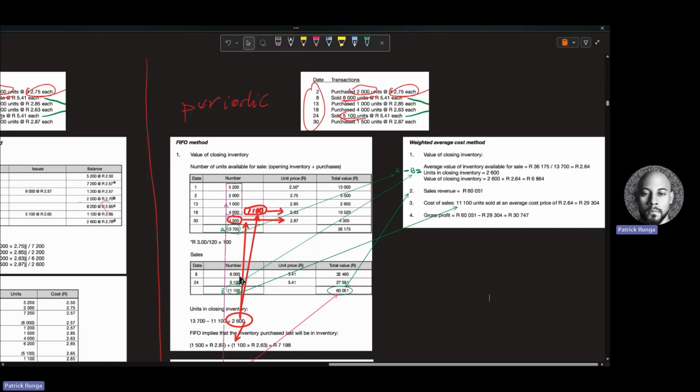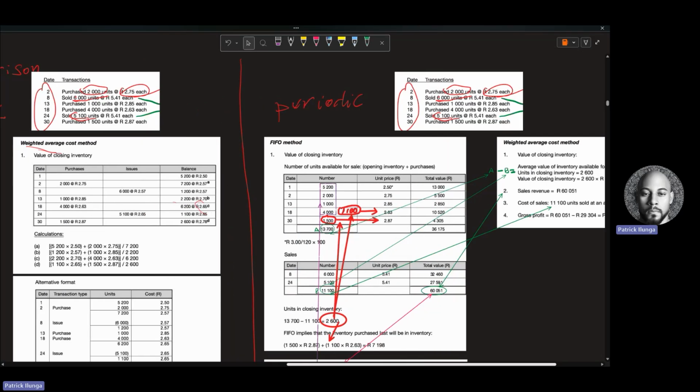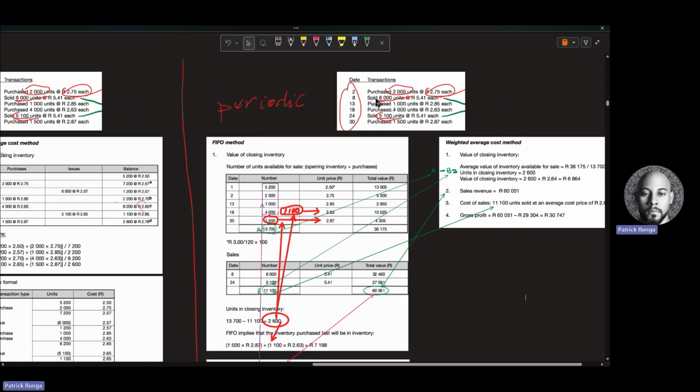We had two issues. We had two sales. One of 6,000, remember? On the 8th, you can see it there. I've made it easy for you so that you can see what is happening. So sold 6,000 and sold 5,100 units. You see, we had two sales. Those will be part of the sales. We'll put them in the sales. So we will have a column for the numbers, the unit price, and the total value. That's all you need, right? So very easy now, right?